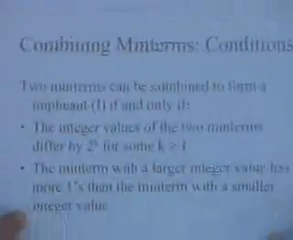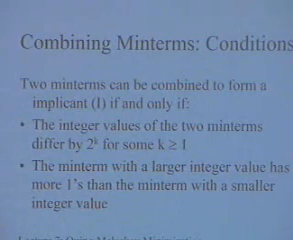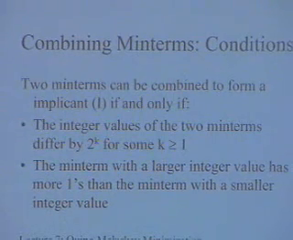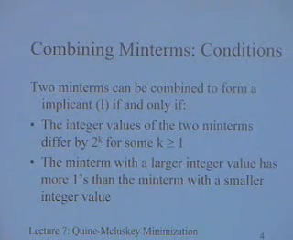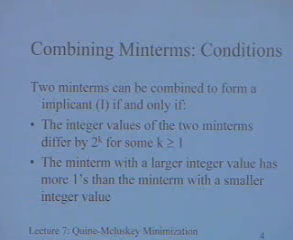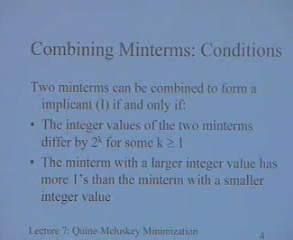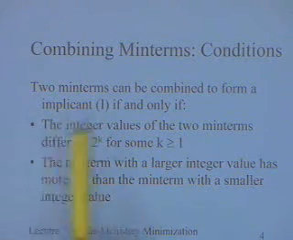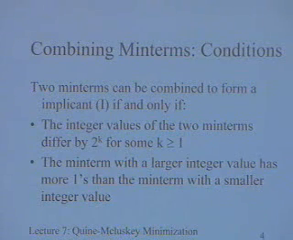Now we have the basic conditions for combining minterms, and let's understand this. It's important to realize under what conditions 2 minterms can combine. 2 minterms can be combined to form an implicant. We are calling them implicants; that is, these are the product terms or cubes which do not have all the literals present, all the variables present in true or complement. Primarily they are equivalent to the product terms.